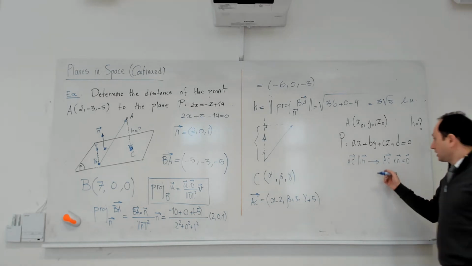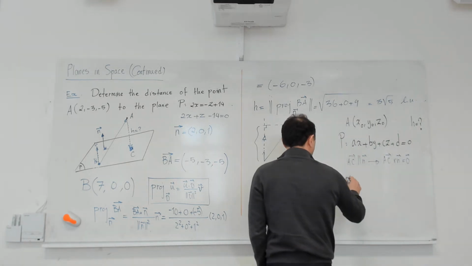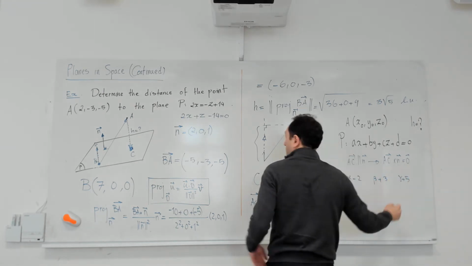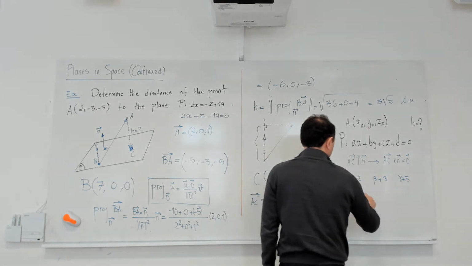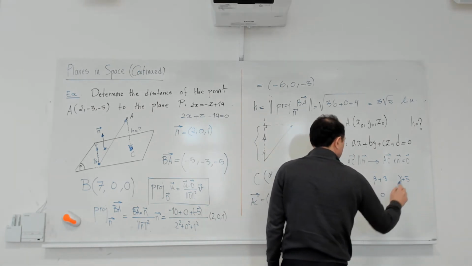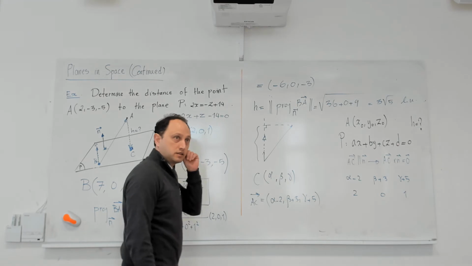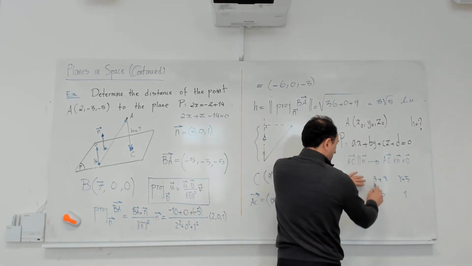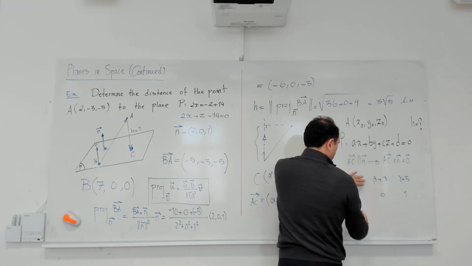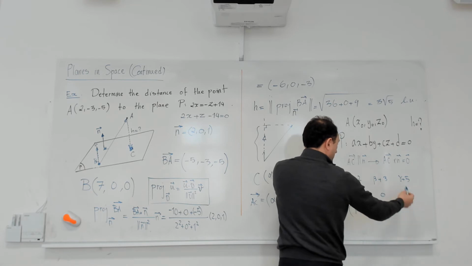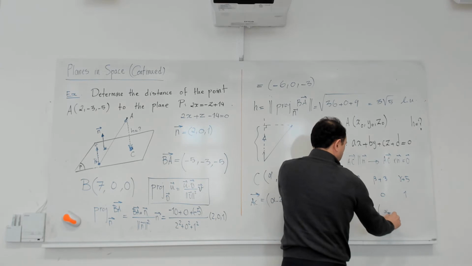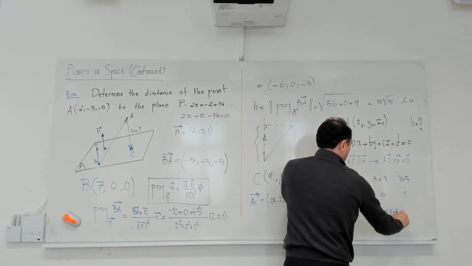But let us check now. AC is alpha minus 2, beta plus 3, gamma plus 5. And what is your N? N is 2, 0, and 1. This is supposed to be 0. Do you remember how we do the cross product? I cover this one, I multiply this by that, minus this by that. This is beta plus 3. The middle one is the same, but there's an extra minus sign if you remember, so I put a minus sign. This multiplied by that, minus this multiplied by that.